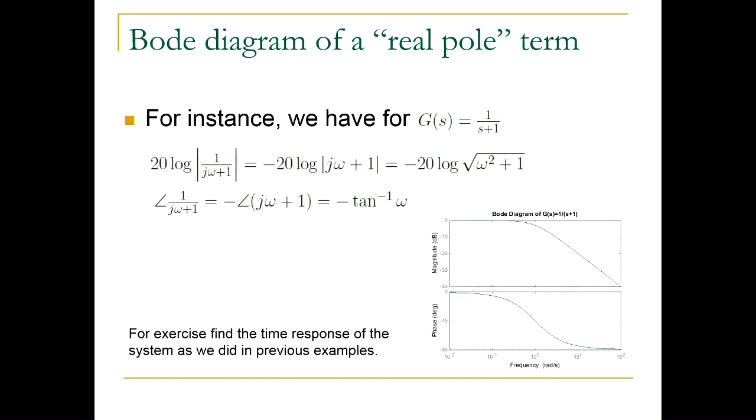Now, look what it says. For exercise, find the time response of the system as we did in previous examples. In particular, what's interesting here is to find the steady state response for a certain frequency. So if I, for instance, pick, so note, this is 10 to the power 0. This is the logarithm of omega, right? So 10 to the power 0 is 1, omega equal to 1. So for omega equal to 1 radian per second, I can read out what is the phase. So phase is minus 45 degrees, because this goes from minus 90 to 0, and this is right in the middle. This is symmetric with respect to this line. So you are exactly at minus 45.